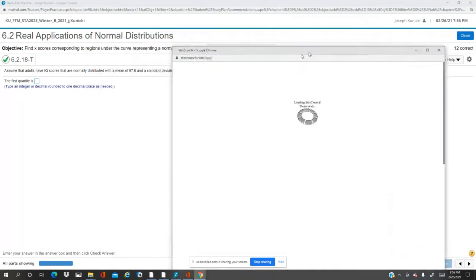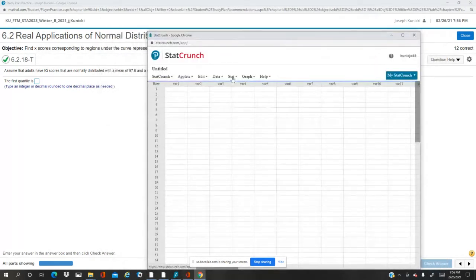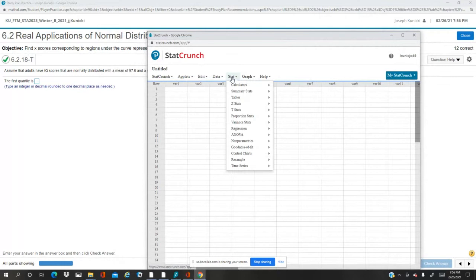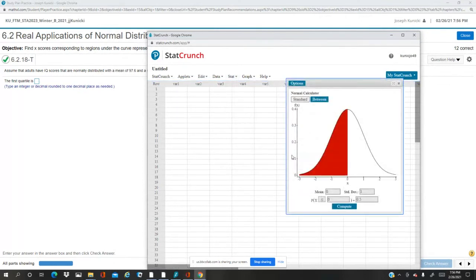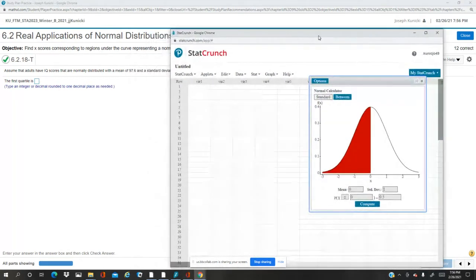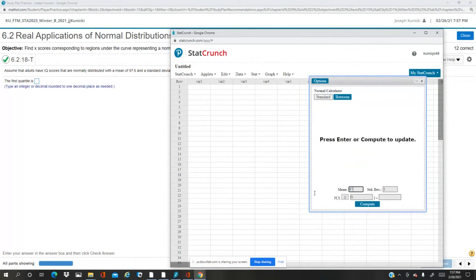Since it's a normal distribution, we're going to do Stat, Calculate, Normal, just the way it asked us. First thing to do is set the mean. The mean was 97.6. Standard deviation was given as 20.7. And they want the first quartile.